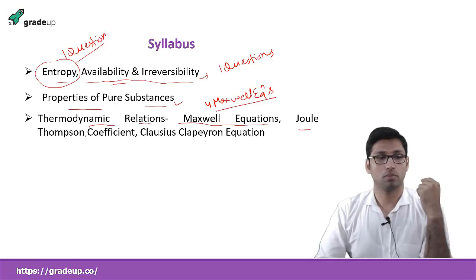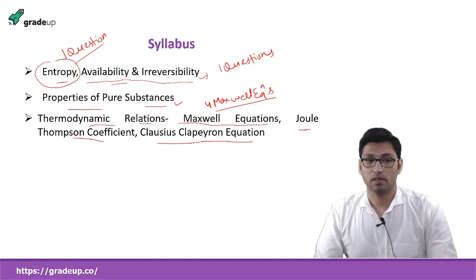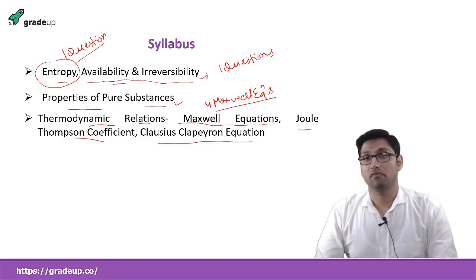Okay, Joule-Thomson coefficient. There can be a numerical question or theory question on the Joule-Thomson coefficient, and the Clausius-Clapeyron equation. Although these are three topics, they are very important. At least a 1 mark or 2 marks type of question can come from these topics.